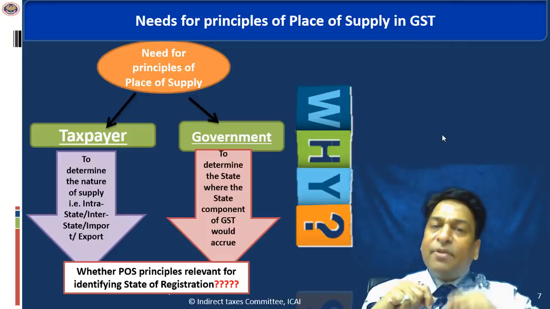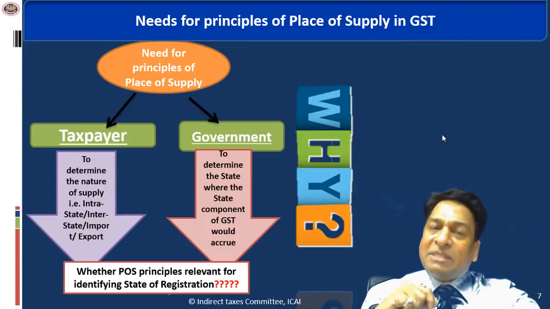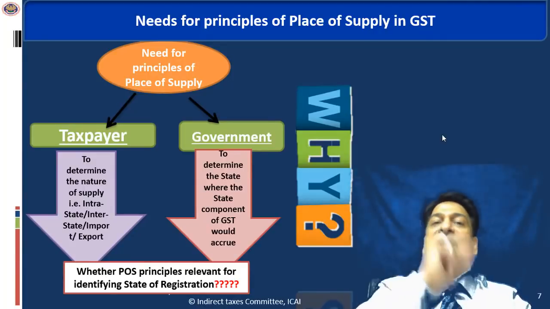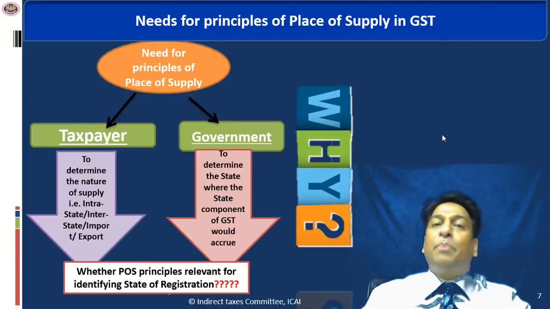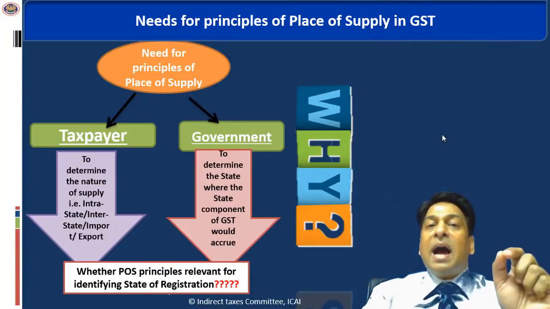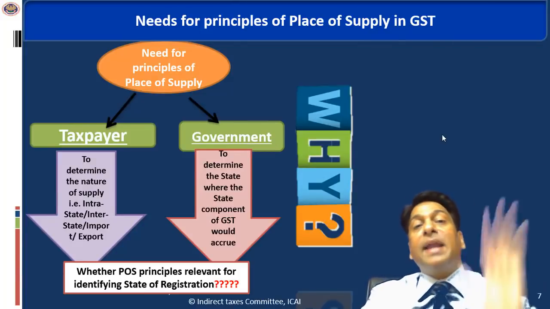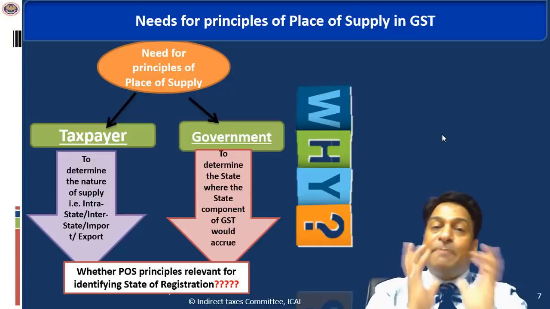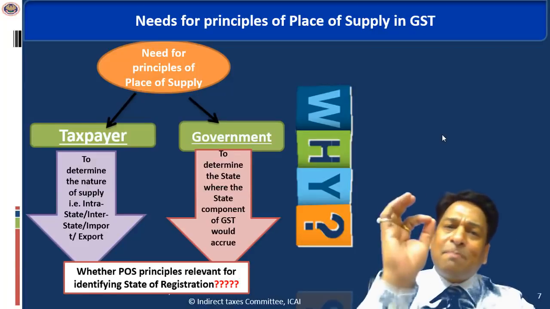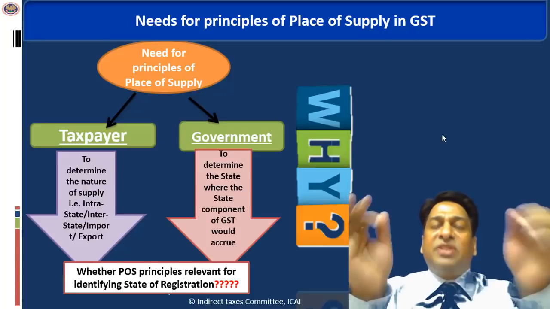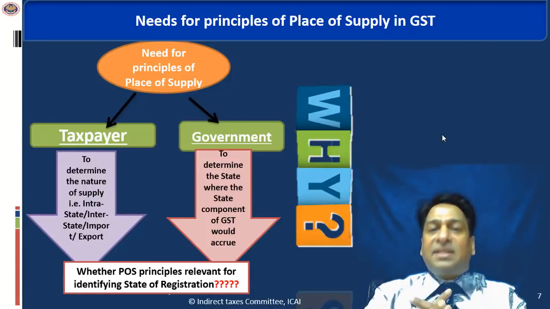Because I'm supplying from Delhi, but my customer is located in Haryana, Gurgaon. Haryana will get the SGST component because goods are destined and consumed in the state of Haryana. So what principle is coming out? Place of supply guides which state is going to get the GST component, because GST is a destination-based consumption tax.